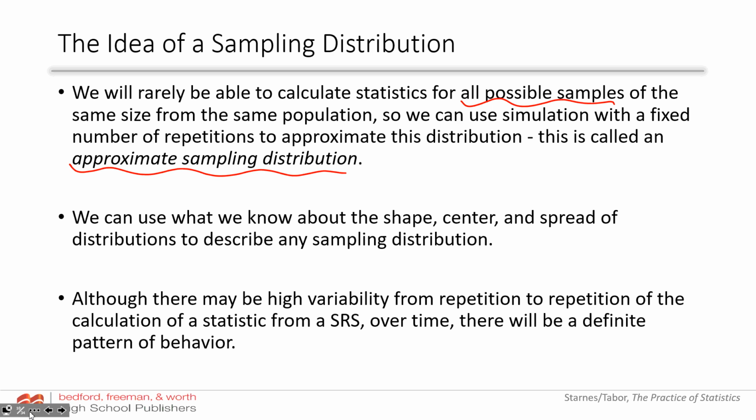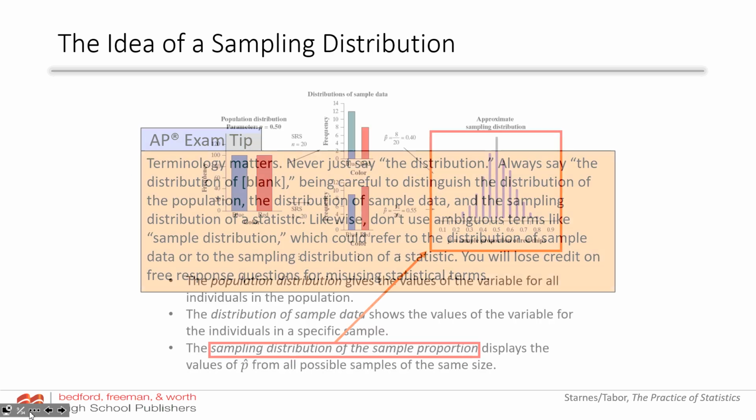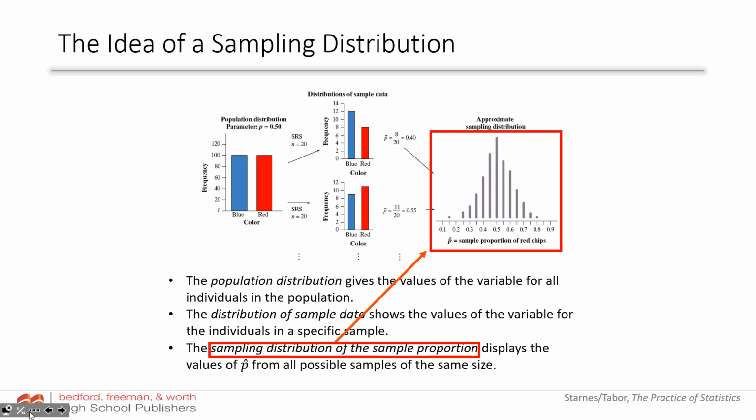And then this last bullet: although there may be high variability from repetition to repetition of the calculation of a statistic from an SRS, over time there's going to be a definite pattern of behavior. Meaning, if I go back here, I might take one sample and it might give me 80% red chips, and the next sample might have 25% red chips. So from one sample to another, I can have a lot of variability. But over time, if I take lots and lots of samples from this population, I'm going to see this pattern, and it looks like the shape is approximately symmetric.